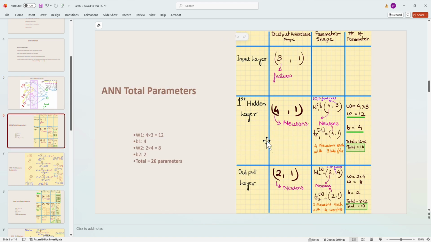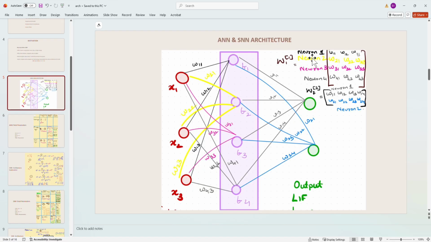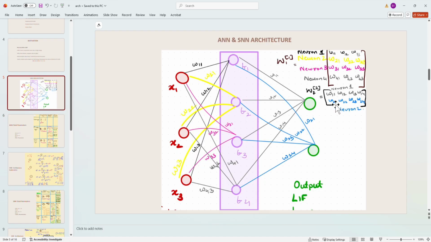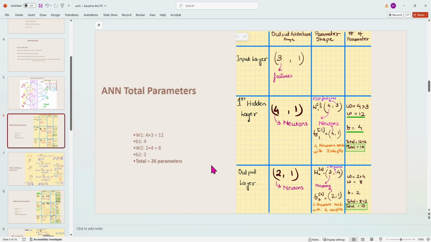The parameter shape for the hidden layer, W1 of 1, the weight matrix for hidden layer 1, is 4 rows and 3 columns. Right here, 1, 2, 3, 4 rows and 3 columns. Similarly, the weight matrix for layer 2, W2 of 2, is 2 rows and 4 columns. So that's the parameter shape for the output layer.